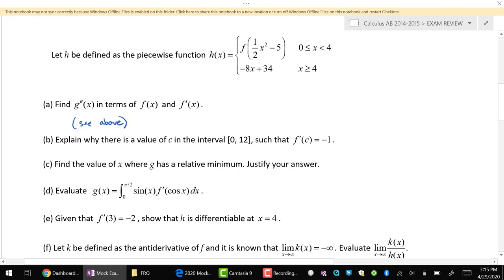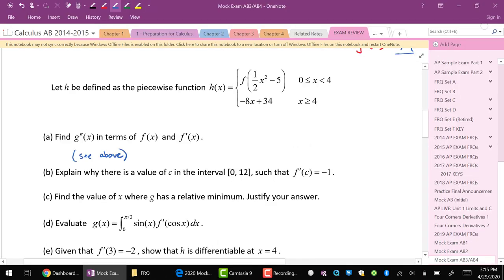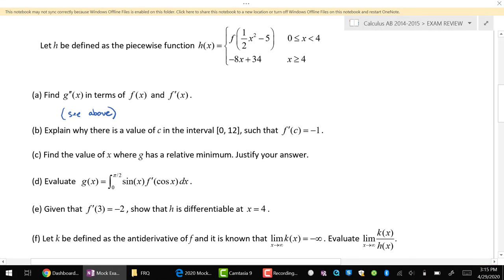Letter B says, explain why there is a value of c on the interval 0 to 12 such that the derivative f prime of c is equal to -1. I'm being asked to verify the existence of a derivative value. And I'm thinking right away that there's going to be a mean value theorem connection here. In order to prove the existence of a derivative value, consider using the mean value theorem.